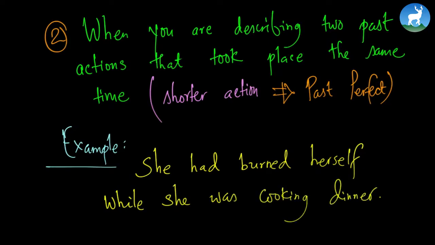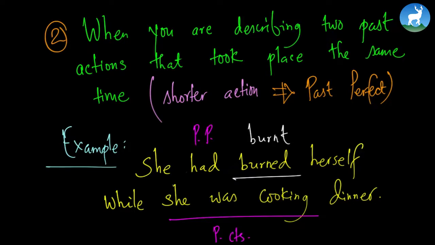You see, this is similar to the previous one. So burned is American. We can write burnt for British use. So she had burnt herself while she was cooking dinner. The longer action is described with past continuous tense, while the shorter action is described with past perfect tense. Or we can simply say she burnt herself while she was cooking dinner. By using simple past tense also, we can explain the shorter action. That is to say that when we are describing two past actions that took place roughly at the same time in the past, we use past perfect tense or simple past tense to describe the shorter action. Like in this example, burning oneself while cooking dinner.